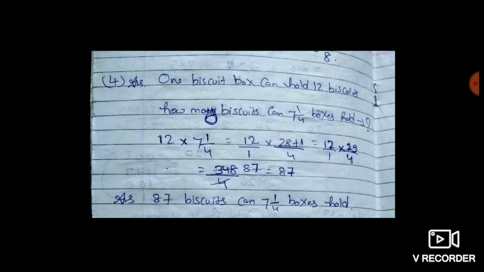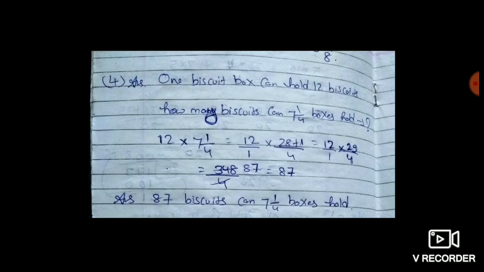So here we change both. 12 upon 1, we assume 1 as a denominator. Next we change the mixed fraction into an improper fraction: 7 fours are 28 plus 1 upon 4, that is 12 upon 1 into 29 upon 4. Next, directly we use the multiplication method, and we multiply 12 into 29 upon 1 into 4, and the product of these two is 348 upon 4.